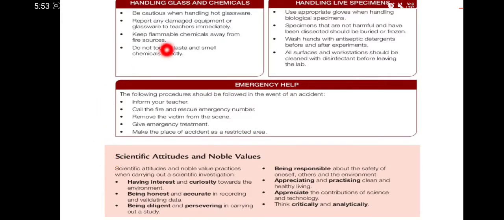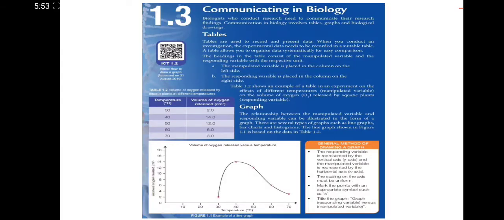Okay, so selain daripada itu, kena juga ingat scientific attitudes and noble values. Ini sangat penting. Okay, untuk carry out scientific investigation, mesti ada interest, curiosity, honest, accurate. Okay, being diligent and persevering, responsible, appreciating, practising, appreciate clinically and ethically. Semua ini sangat penting. Okay, seterusnya adalah communicating in biology.